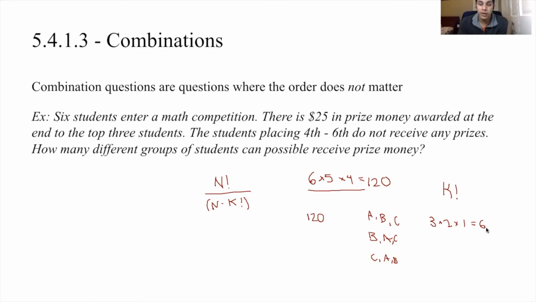So we only care about how many there are or who's in the top 3, not what order they're in. So therefore, if we divide this 6 times 5 times 4, the 120, by 6, then we get 20 possible combinations of students who are in the top 3. And so that's why we put k factorial also in the denominator next to this. So your final formula will be n factorial divided by k factorial times n minus k factorial, where you have to do both of these and divide by both of these.